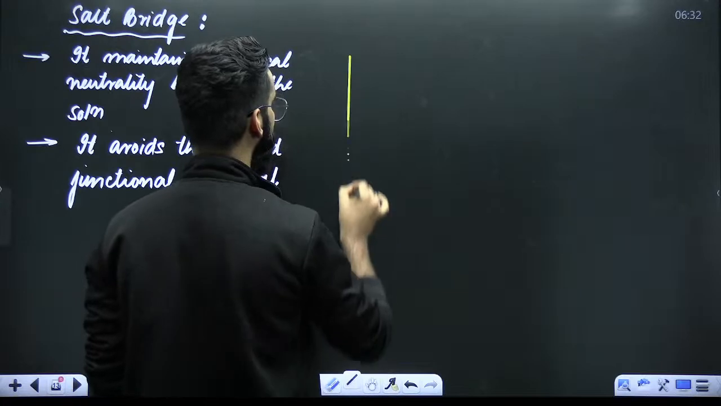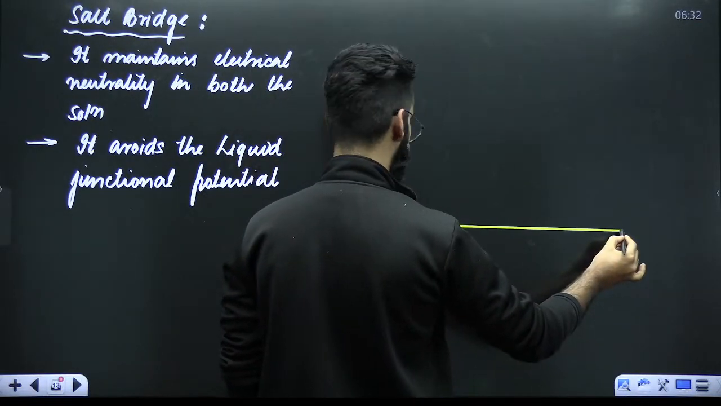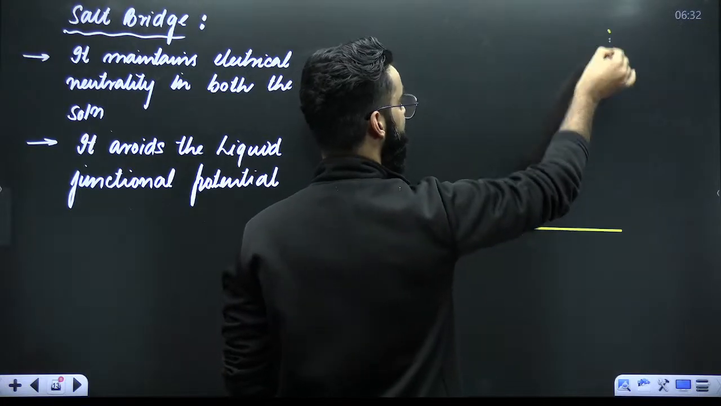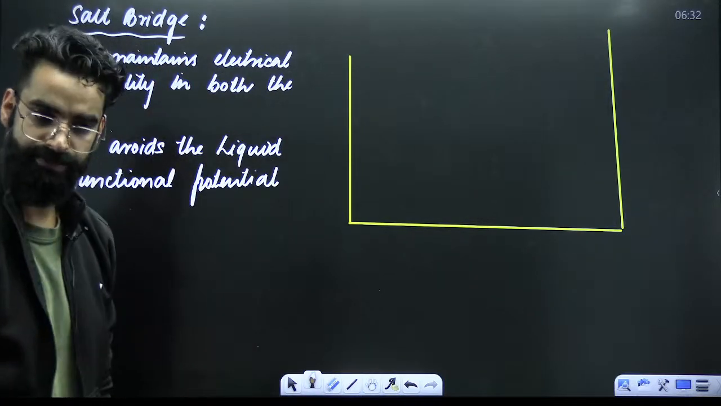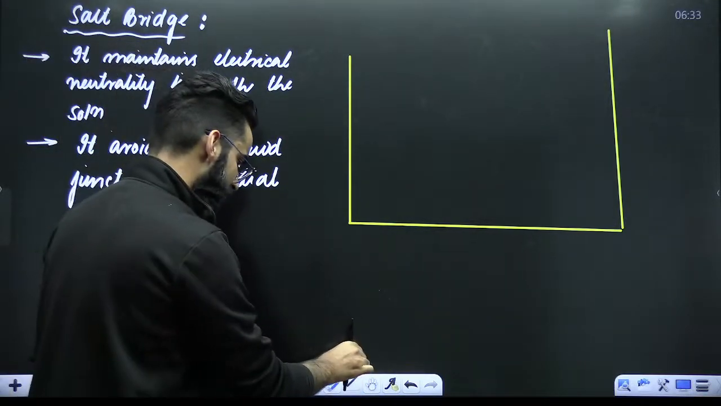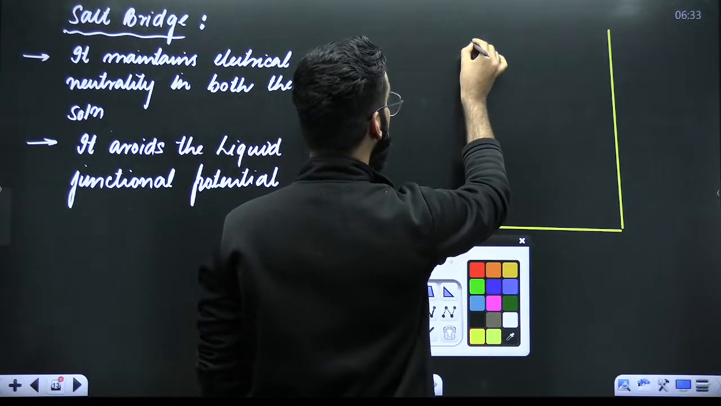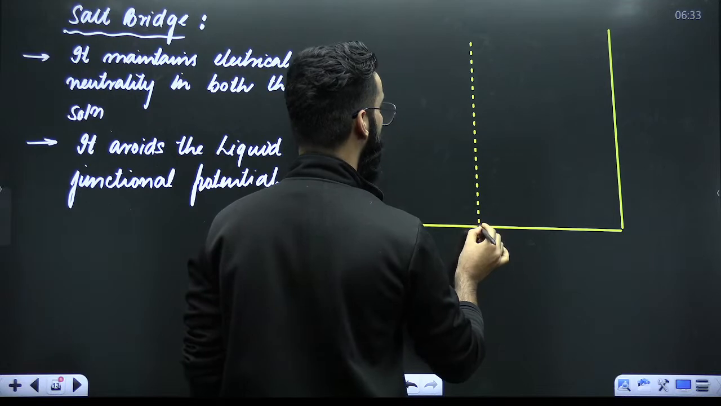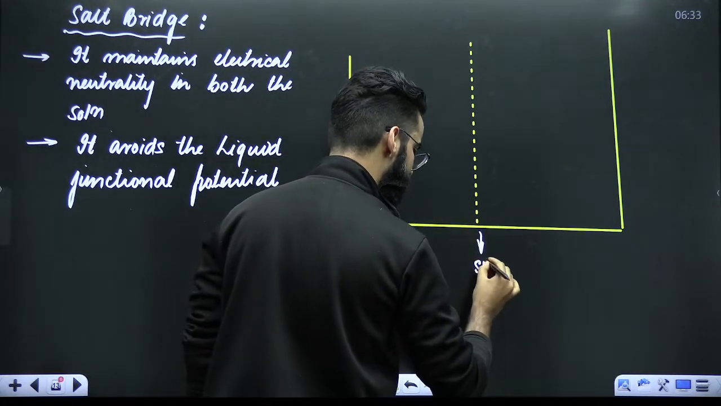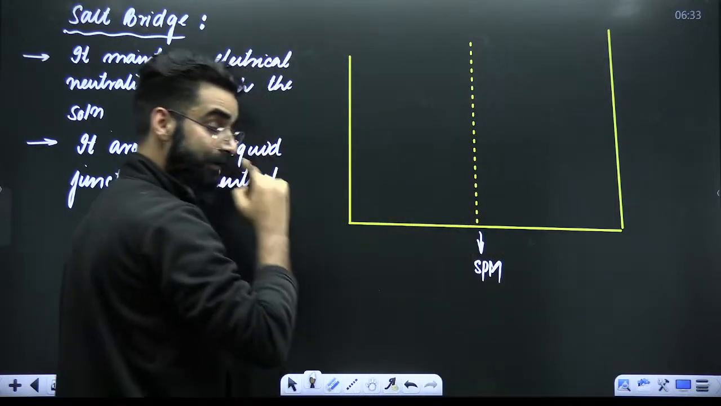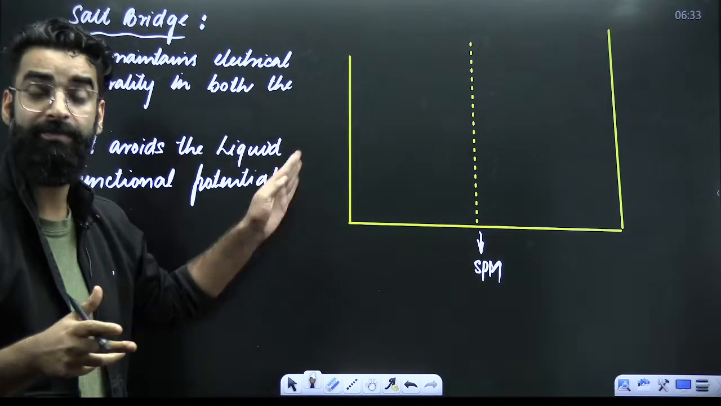Imagine I'm going to take only one container instead of two containers. I've just taken one container. And my dear students, this particular container, I'm going to divide into two parts with the help of a semi-permeable membrane. So this is the semi-permeable membrane which I've used in the middle, right? So how many chambers did we get? We got two chambers, the left chamber and the right chamber.